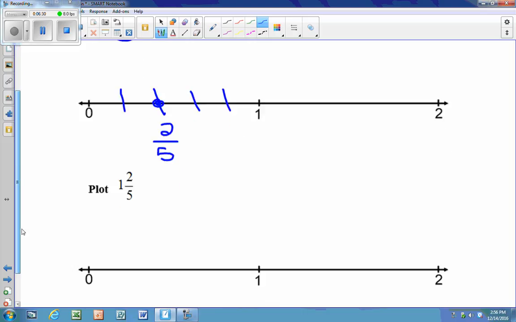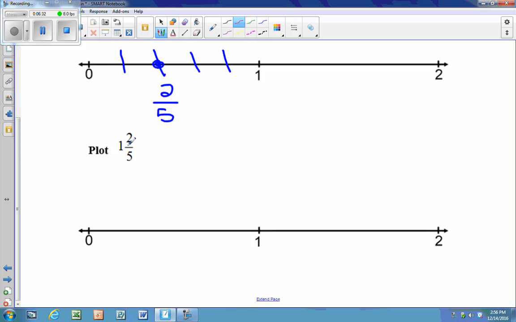Next one is a little different. We now have 1 and 2/5. So since we have this 1 here, it's telling me I have to go past the 1. And then I'm going to split up into fifths. I can split each section, but fifths is between each whole number. So I'm going between this 1 and this 2 because I'm greater than 1. And I'm going to split it into fifths. And I want 2 of the fifths. And that would be 1 and 2/5.